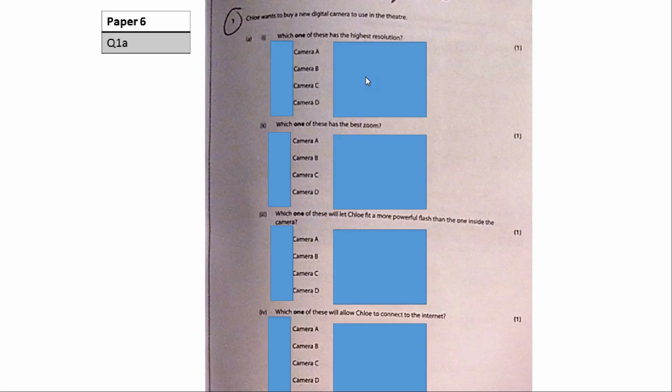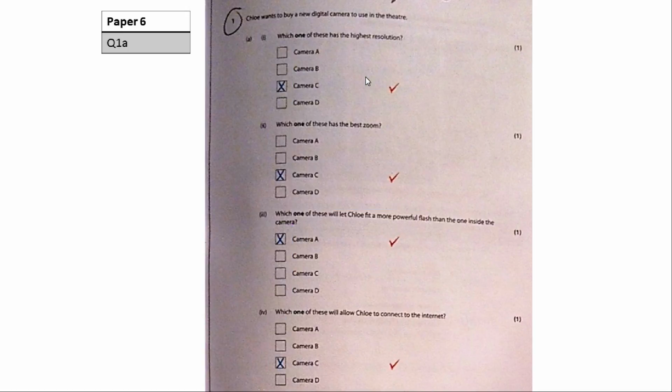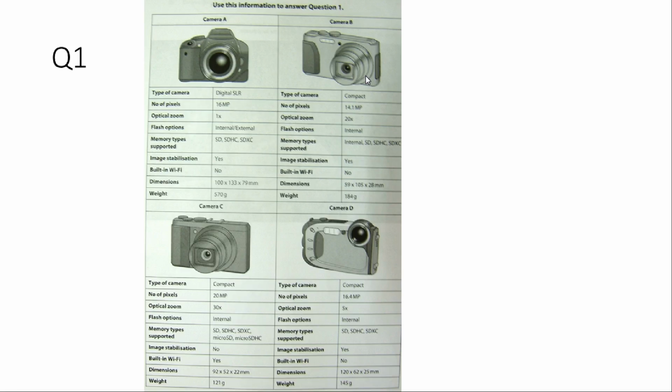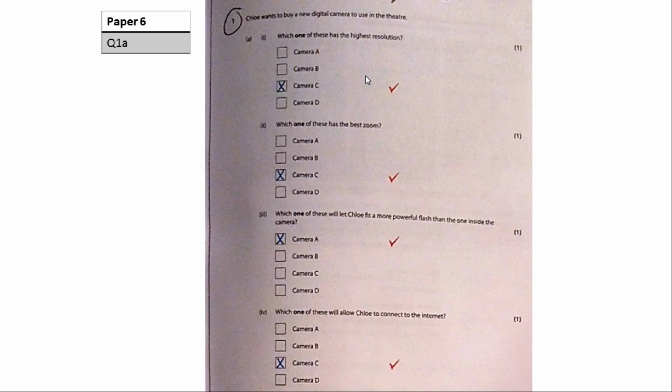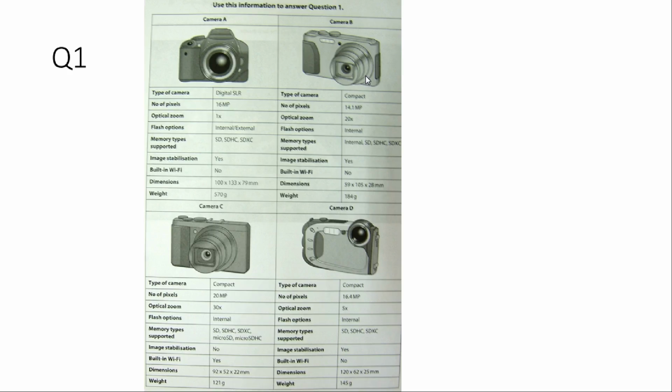Let Chloe fit a more powerful flash: camera A. Let's have a look at camera A. Flash options, it's got internal and external, which means you can fit on a flash, and the other ones are all internal. Really basic stuff, isn't it? It's quite simple. Which one of these will allow Chloe to connect to the internet? C, because it's probably got something like built-in Wi-Fi. You should really have got 4 marks, and a lot of these are designed to be pretty easy.